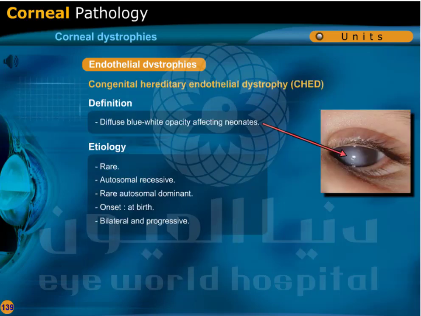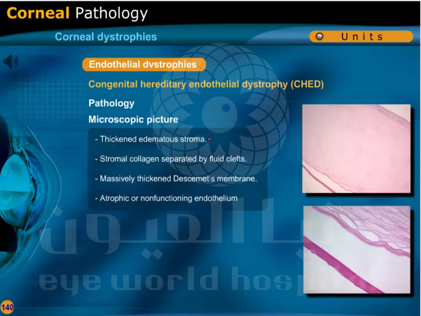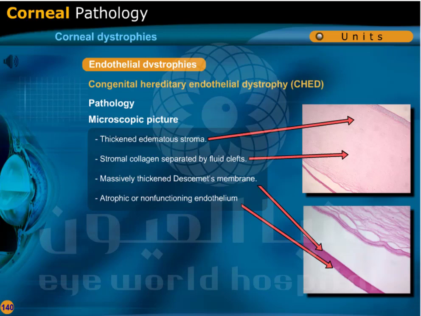Congenital hereditary endothelial dystrophy. There is diffuse blue-white opacity affecting neonates. It is a rare disorder, autosomal recessive but rarely autosomal dominant. Its onset is at birth and it is bilateral and progressive. Microscopically, there is thickened edematous stroma. Stromal collagen is separated by fluid clefts. Massively thickened Descemet's membrane, atrophic or non-functioning endothelium.